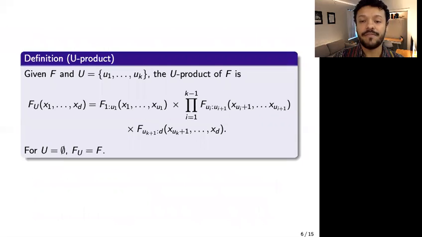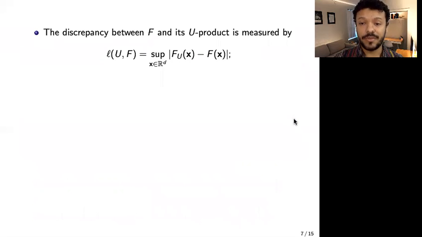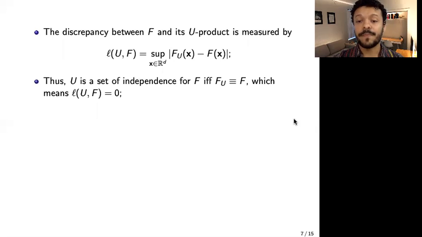Now, given F and a set of indexes U, the U product of F is this decomposition here. And in the particular case in which U is the empty set, we define the U product of F as being F itself. And we can measure the discrepancy between F and its U product by taking this supremum here. In this way, U is a set of independence for F if and only if the discrepancy between F and its U product is equal to 0.